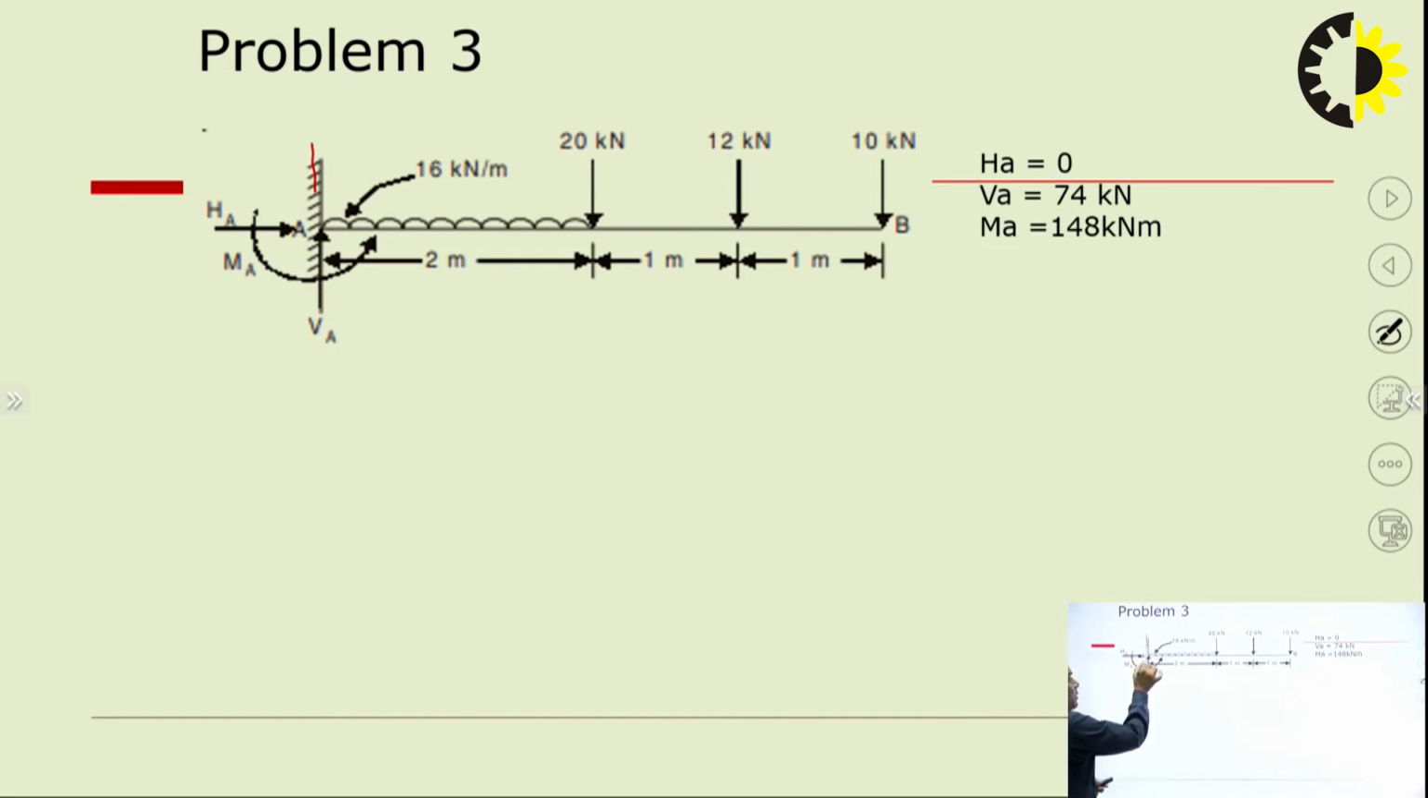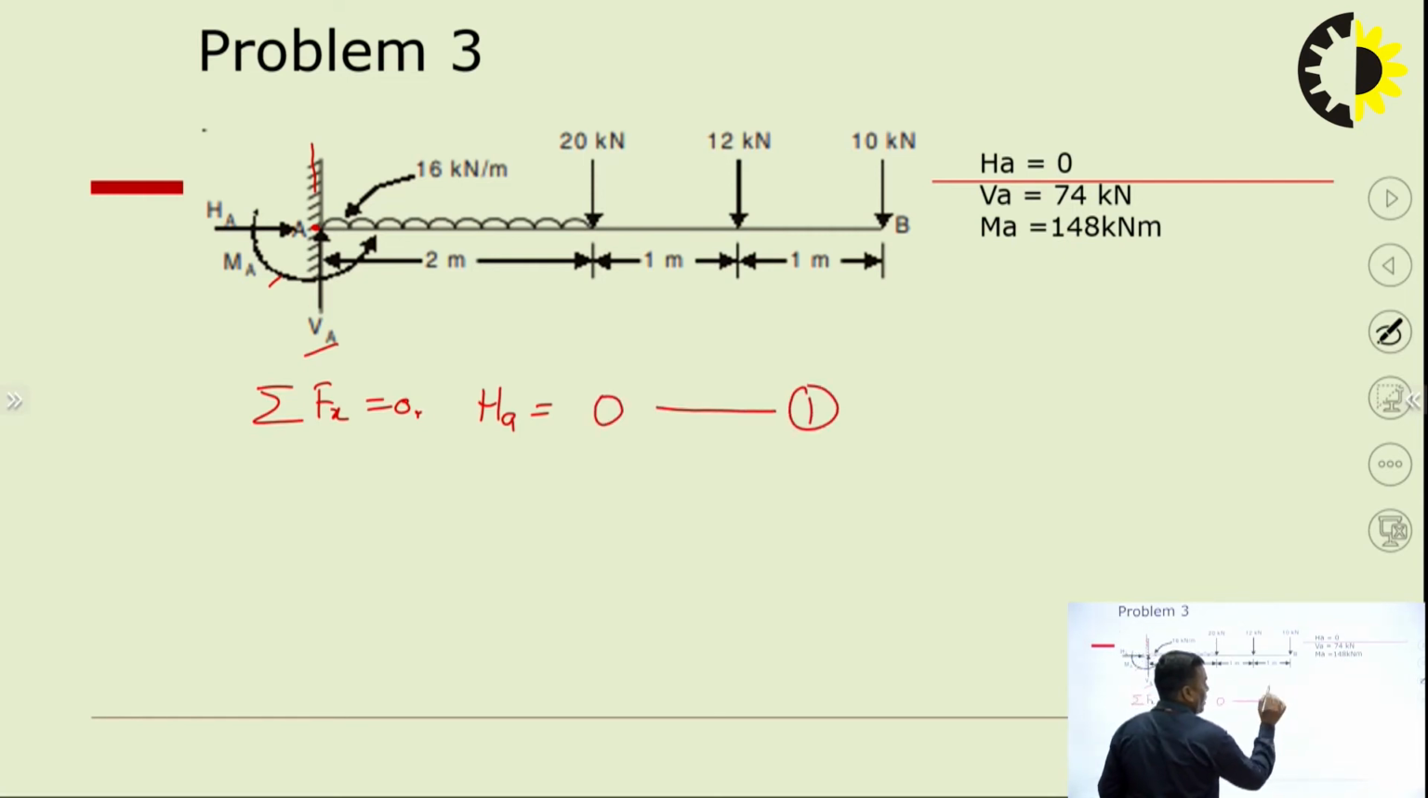If there is a cantilever beam, this end is fixed, so there will be three reactions. VA, because the motion is restricted in this direction. HA, motion is restricted in this direction, and the rotation is also restricted, so MA is also there. Again, we are having three static equilibrium equations. So the first one is sigma Fx equals to 0. Other than HA, do we have any other force in horizontal direction? No. So this is 0. First, done.